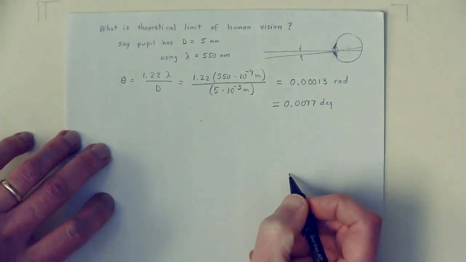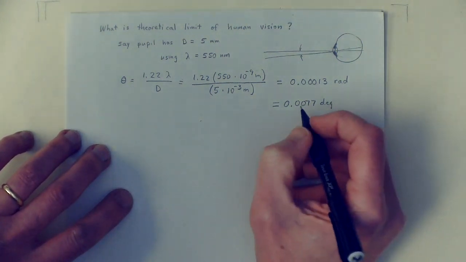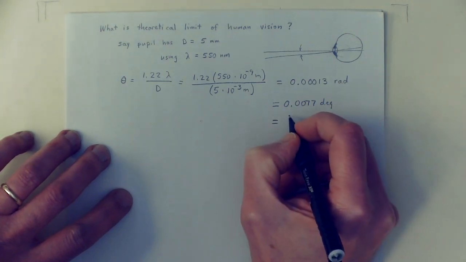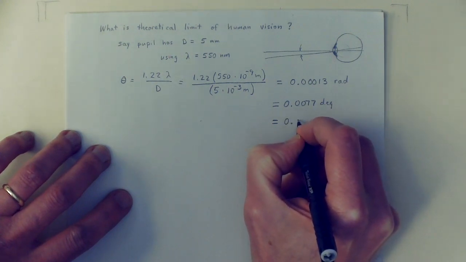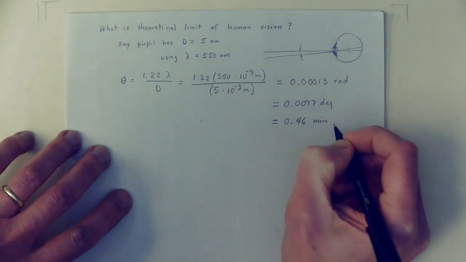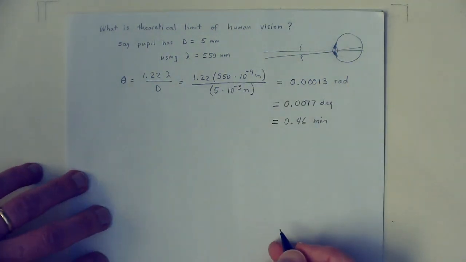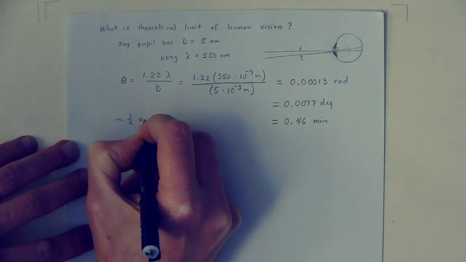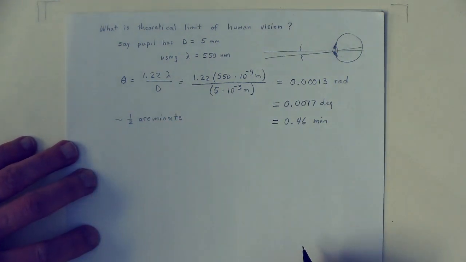Commonly, when things are that small, if we're working in degrees, we go to degrees, minutes, and seconds. And so this can be converted further by multiplying it by 60 minutes in a degree. And that gives you the answer of 0.46 minutes, or about half an arc minute, sometimes they're called. So about half an arc minute, that is the theoretical limit. So about 1/2 arc minute. And that is an easy number to quickly calculate.